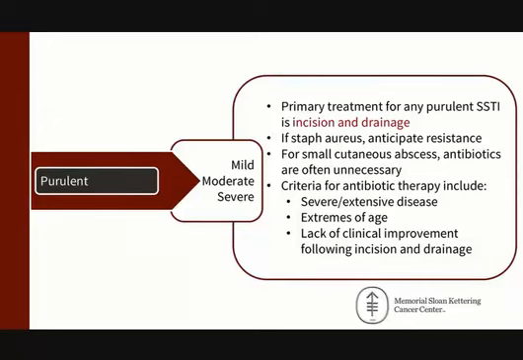Certain criteria merit the addition of antimicrobial therapy following I&D, including severe or extensive disease, for example involving multiple sites of infection, signs and symptoms of systemic illness, impaired host defenses, extremes of age, lack of clinical improvement following incision and drainage. This may occur, for example, in abscesses in difficult-to-drain areas, for example, the face, hands, or genitalia.